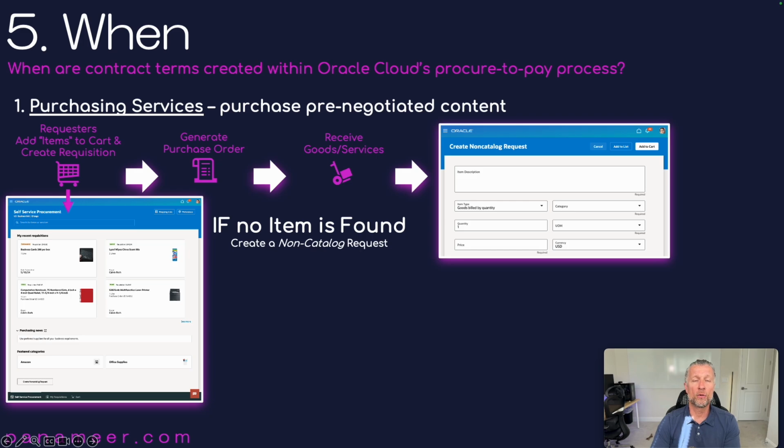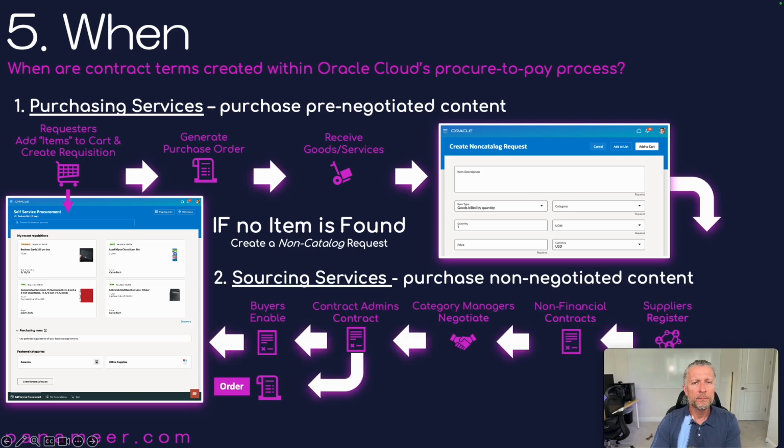Now, if the requester can't find pre-negotiated content, then he or she is going to use the non-catalog request form to execute a less structured process where they initiate the service of procurement to help source, potentially qualify, to do some pre-purchase contracting maybe, or some non-financial, think like the NDA, this kind of contracting. I might do a sourcing event. If I have a sourcing event, I probably have a contract. And then I may also create an agreement or a purchase order.